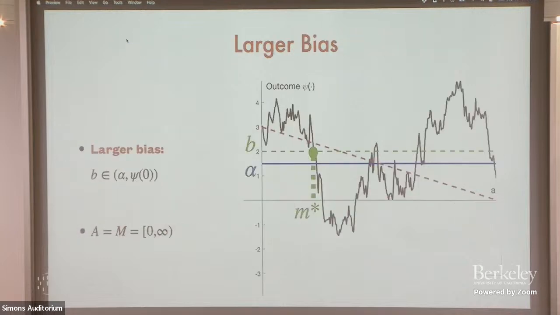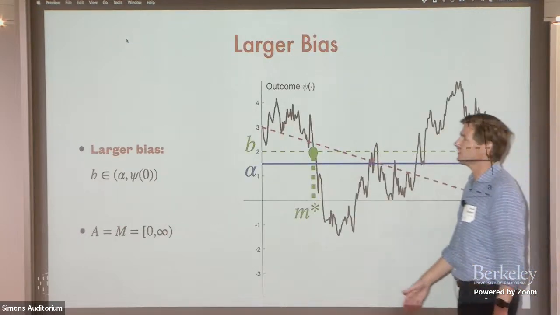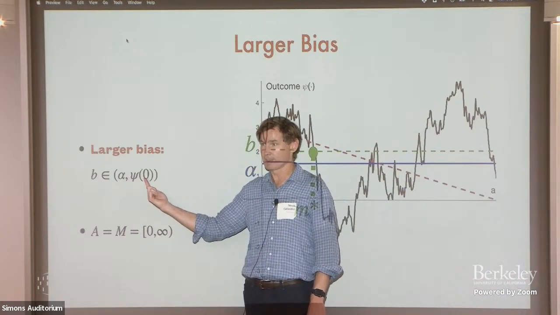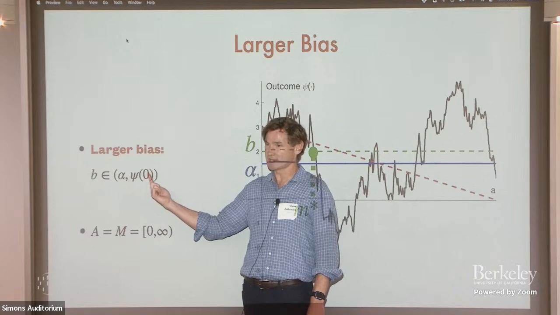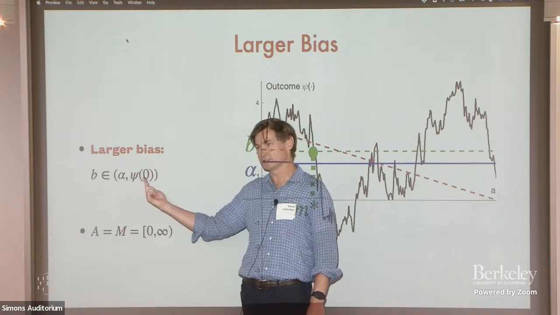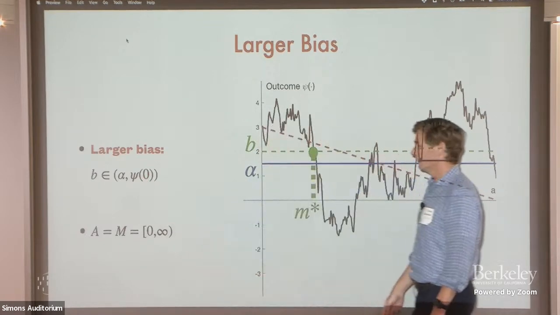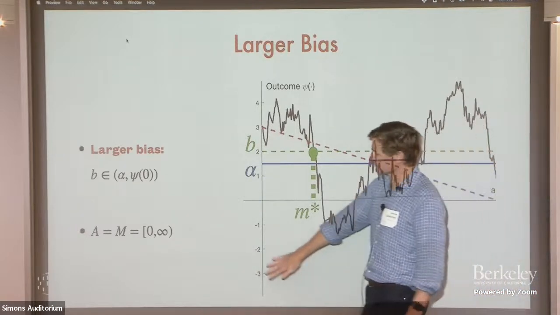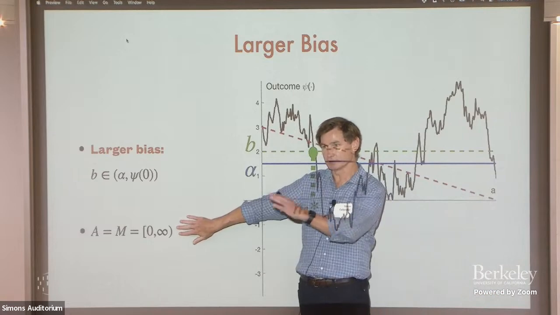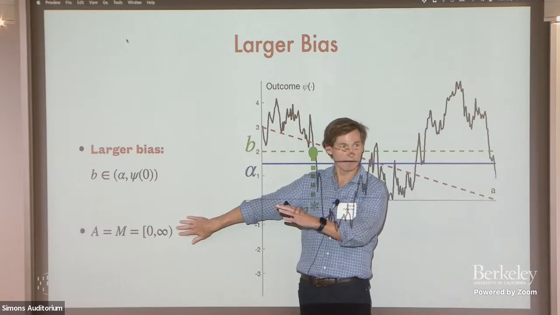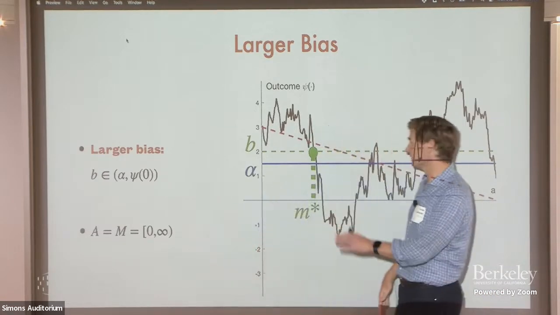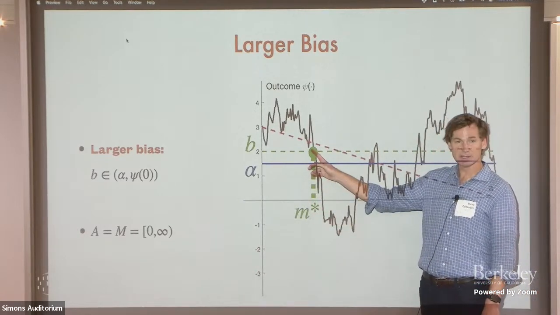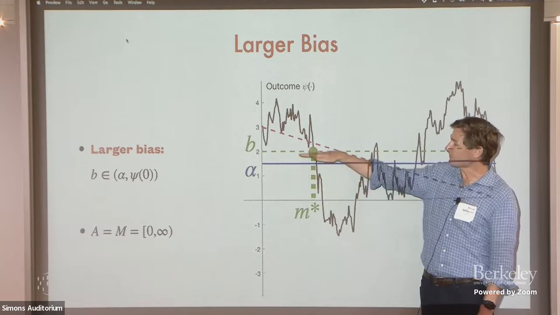So let's go to larger bias. And in fact, what I mean is intermediate bias. Let the bias be somewhere between alpha and the status quo outcome. All right, I'll tell you about beyond the status quo outcome later, but this is what I want to think about now. What happens now when the action space and the message space is the whole positive real line? Well, now we're going to have a problem because now under the same logic, the sender sends a recommendation. I know it's going to be this point, but now B is above alpha.